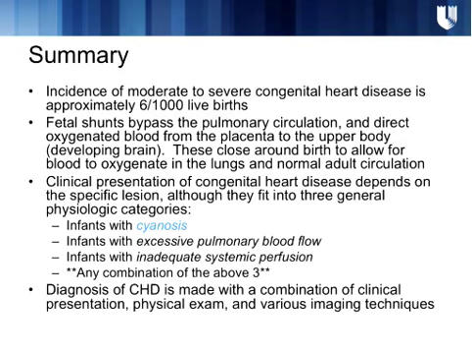So in summary, the incidence of moderate to severe congenital heart disease is approximately 6 per 1,000 live births. Second, reviewing the fetal anatomy, fetal shunts bypass the pulmonary circulation and direct oxygenated blood from the placenta to the upper body and the developing brain. These shunts close around birth to allow for blood to oxygenate in the lungs and for the child to have a normal adult circulation.